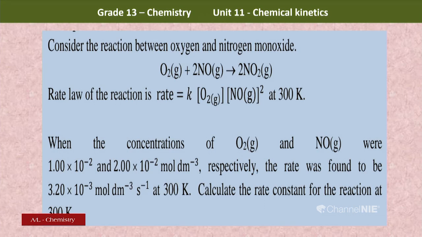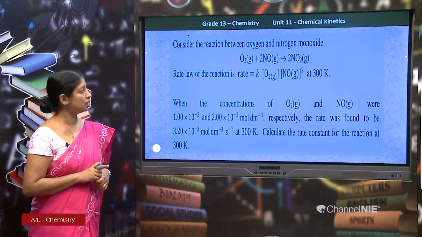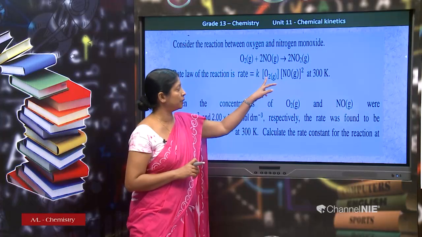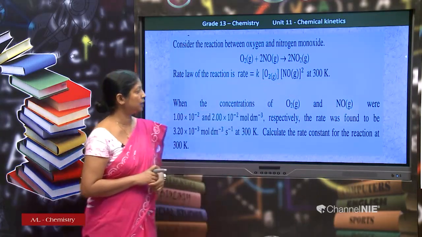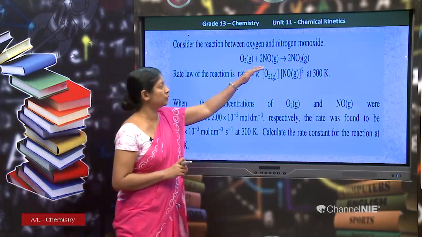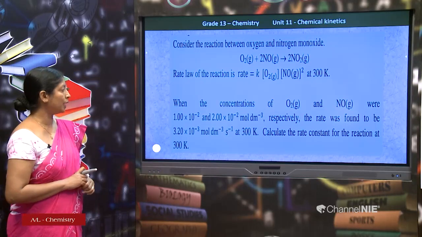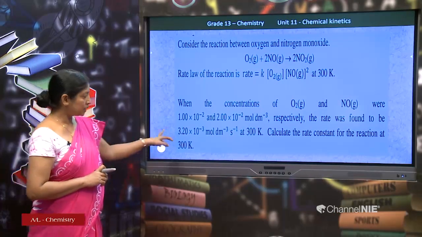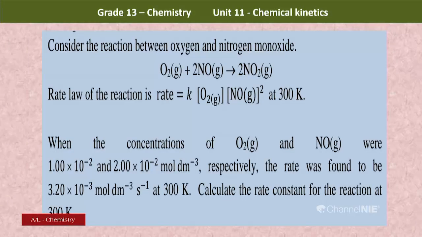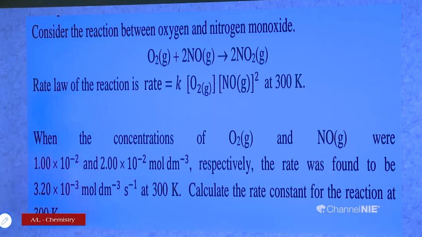Now, maybe you get confused whether the order is the same as the stoichiometry. There is a relationship between order and stoichiometry, which will be discussed in another lesson. But here they had mentioned, according to the rate expression, the order with respect to O2 is 1 and the order with respect to NO is 2. Do not get confused with the stoichiometric ratio. Here you are provided with the concentrations of O2 and NO, and the rate of the reaction is again given. You are asked to calculate the rate constant. Again very simple, all the three pieces of information are given, and you are asked to find the rate constant.